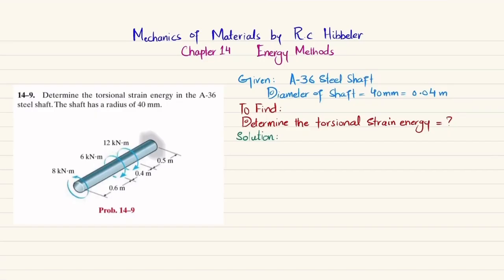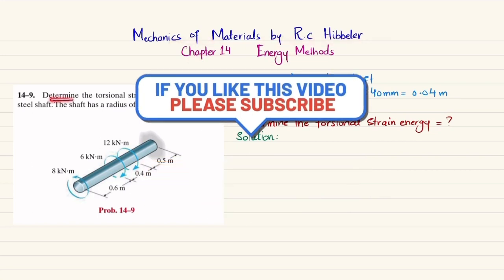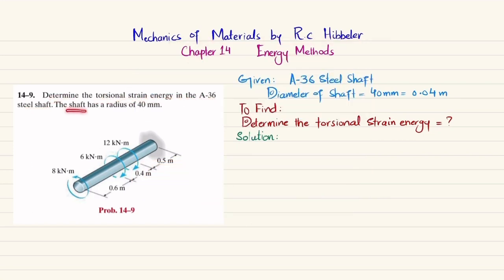Welcome back. Problem 14-9. This problem is taken from chapter number 14, Energy Methods, and the book is Mechanics of Materials by R.C. Hibbeler. The statement is: determine the torsional strain energy in the A36 steel shaft. The shaft has a radius of 40 millimeter.